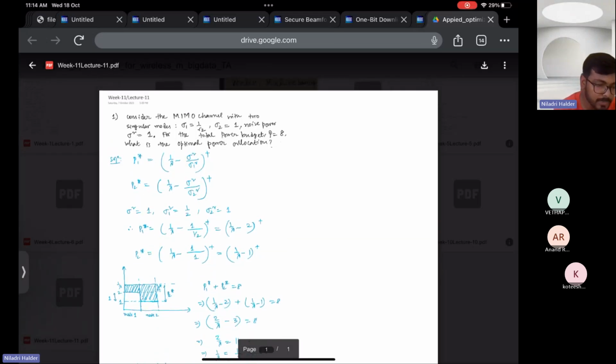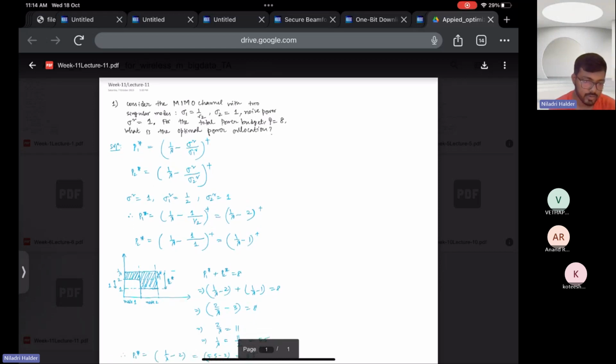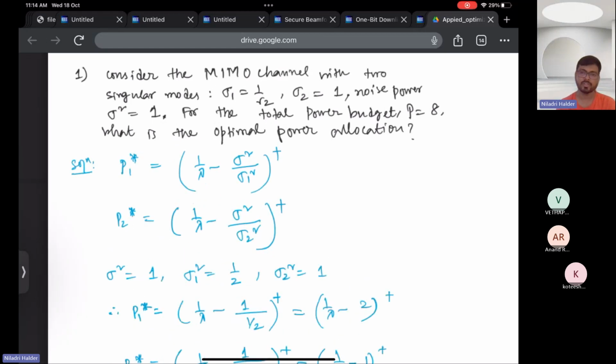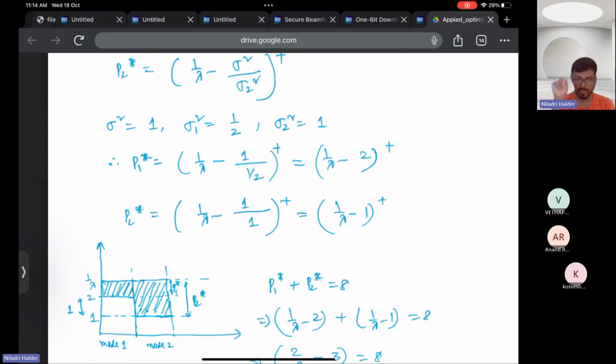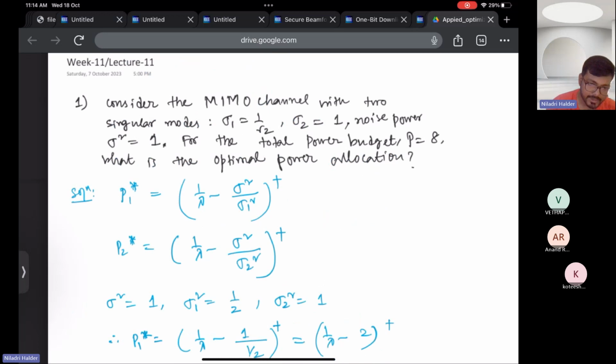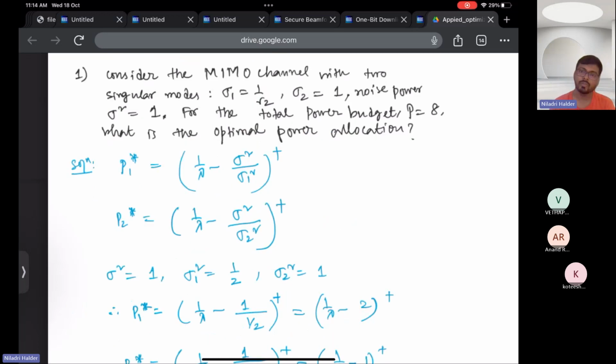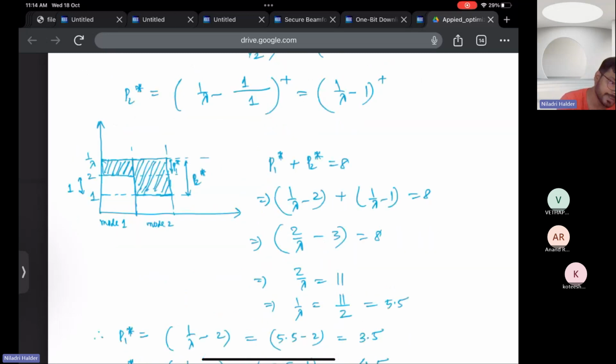Another question on a MIMO channel with two singular modes, same question. Sigma 1 equals 1 by root 2 and sigma 2 is equal to 1. Then we need to find the P1 star and P2 star. P1 star is (1 by lambda minus 2) plus and P2 star is (1 by lambda minus 1) plus. The difference between 2 and 1 is 1, but the power budget is 8, so it's more than that difference. So we can set 1 by lambda beyond 2.